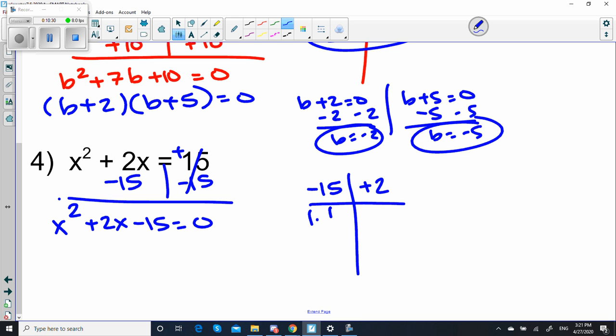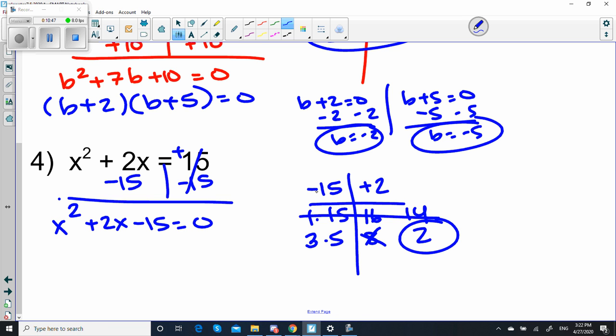So 1 times 15 gives me a sum of 16, and if I subtract them, I get 14. So that's not it. How about 2? 2 won't go into 15. How about 3? 3 times 5. If I add them, I get 8, but if I subtract them, I get 2. That's it, because it's a 2.